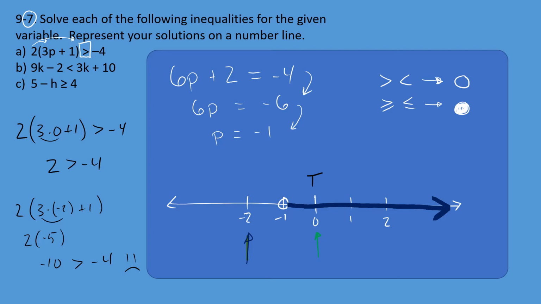So of course, I'm just going to leave parts B and C for you to do now that you understand exactly what's happening with the boundary conditions, and what it means to present your solution on a number line.